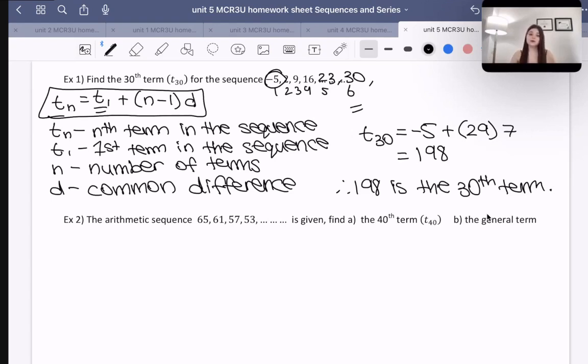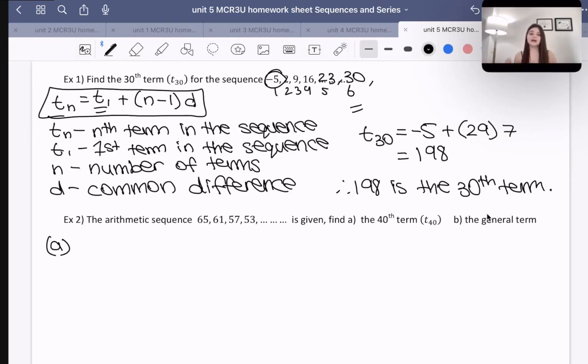Okay, so what we're going to do now is find the arithmetic sequence given here, and we would like to know the 40th term and then also the general term. I haven't actually talked about what the general term means just yet. I will do that soon, but first we're going to try A for the 40th term. Now, I suggest, if you feel comfortable doing so, to give this a try on your own, pause this video, and then come back when you're ready to continue.